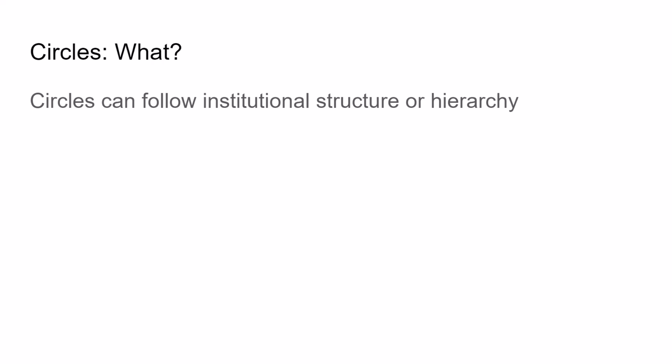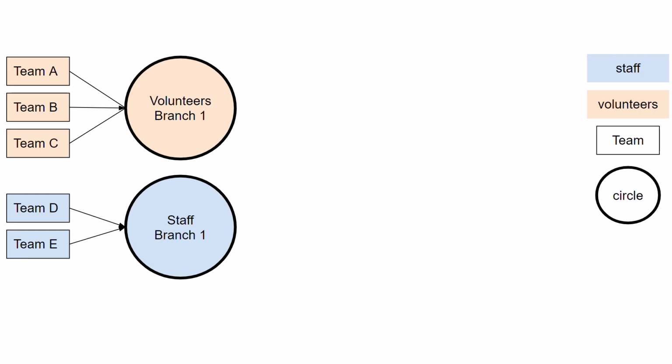So for this, I will show you these beautiful diagrams. Here you have a national society with 2 branches. Branch 1 is the branch of a national society with 2 branches. You can't see the other branch. Branch 1 has 3 teams of volunteers and 2 teams of staff. So you can use the circle feature to group the 3 volunteer teams into a circle called Volunteers Branch 1. Or you can group the 2 teams of staff into the circle called branch staff.